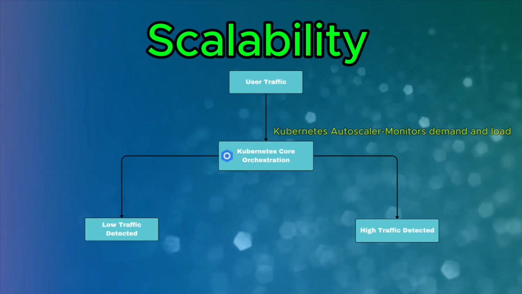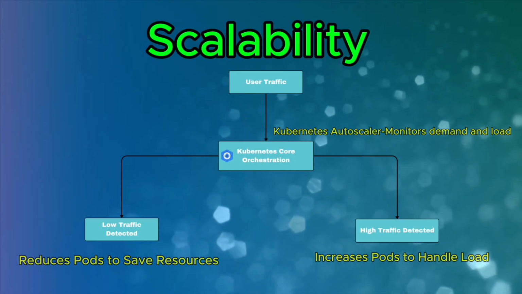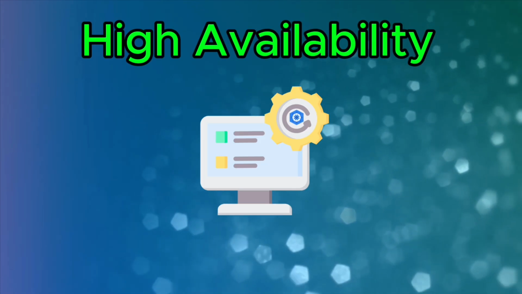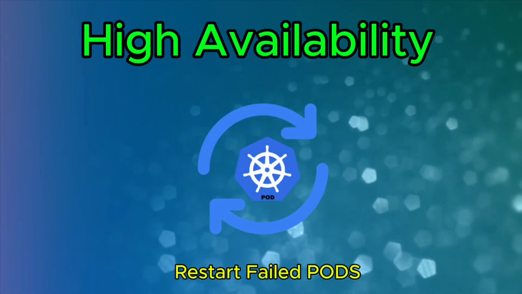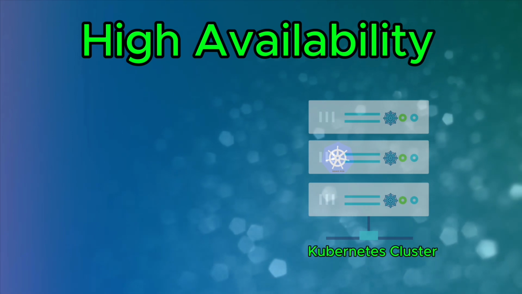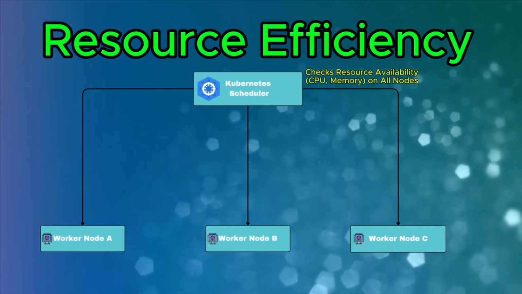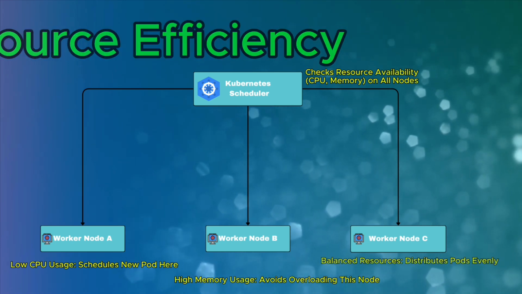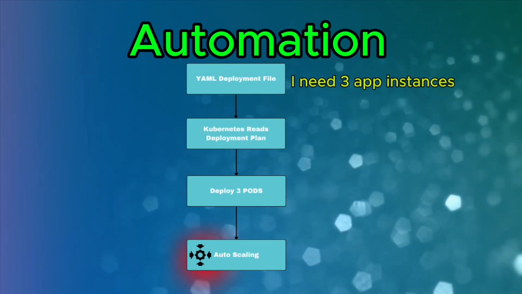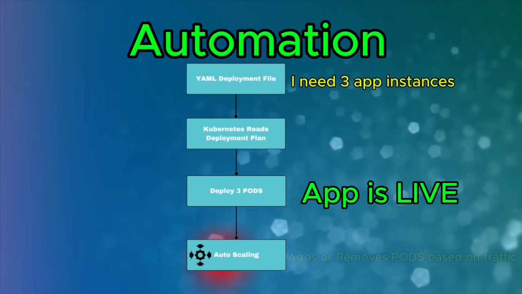Automatically adjust the number of running pods based on demand. Ensures the application is always running by automatically restarting the failed pods or moving the load to a healthy node. Prevents over or underutilization of resources such as memory and CPU. Seamless deployment, scaling, and updates with minimal manual effort.